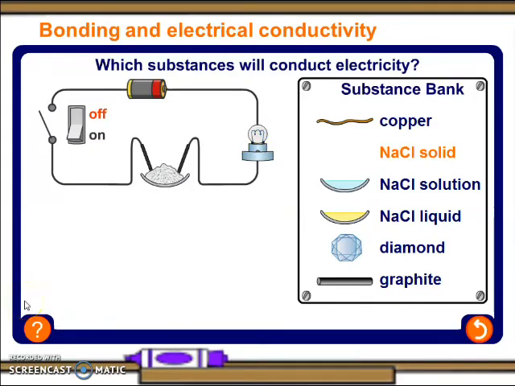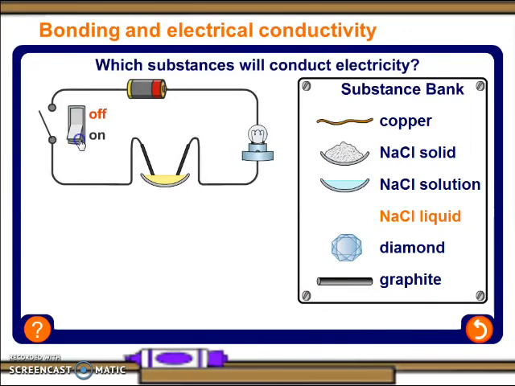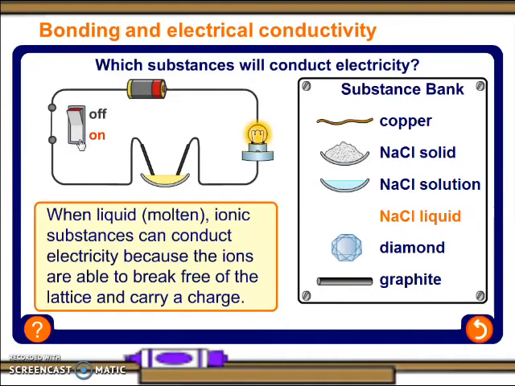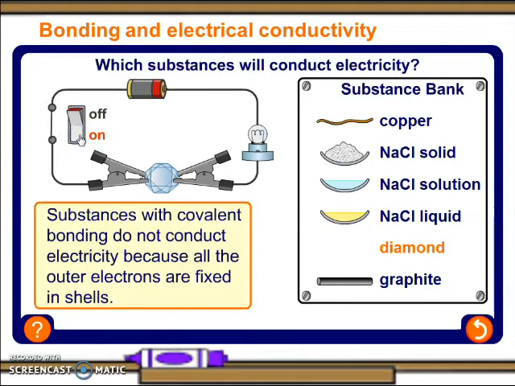Next, NaCl solid. Ionic substances cannot conduct electricity when solid because the ions are bonded together in the lattice. NaCl liquid. When liquid, ionic substances can conduct electricity because the ions are able to break free of the lattice and carry a charge. Next is diamond. Substances with covalent bonding do not conduct electricity because all the outer electrons are fixed in shells.